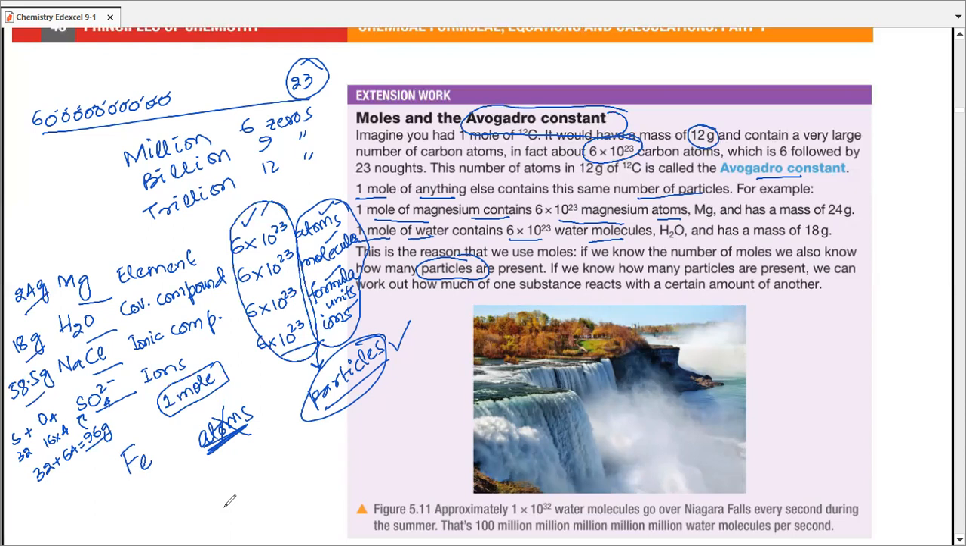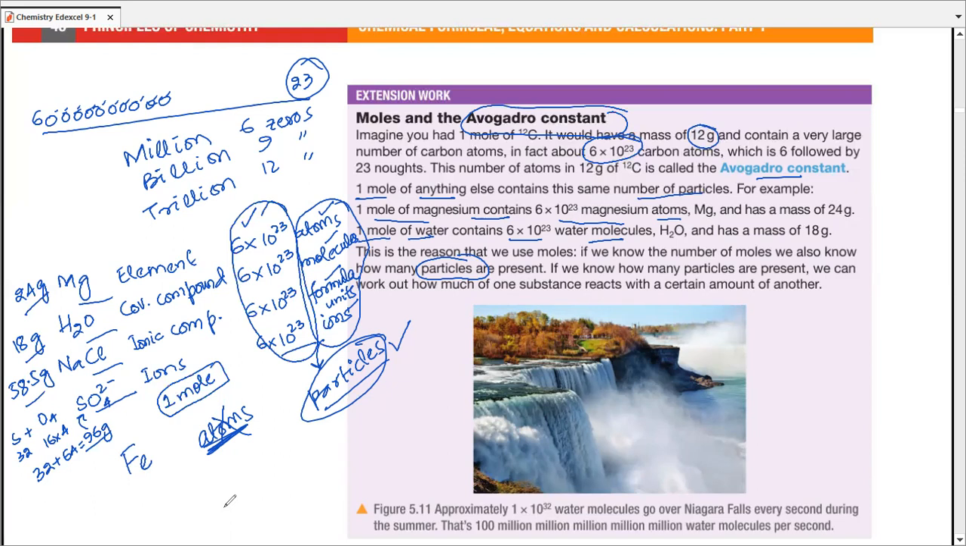These values do not change. 1 mole of anything may weigh differently. Why? Because atoms weigh differently. Magnesium weighs differently than hydrogen or oxygen or sodium or chlorine or sulfur. So that's why they have different masses, but in terms of moles or in terms of Avogadro's constant, the units or numbers are the same.